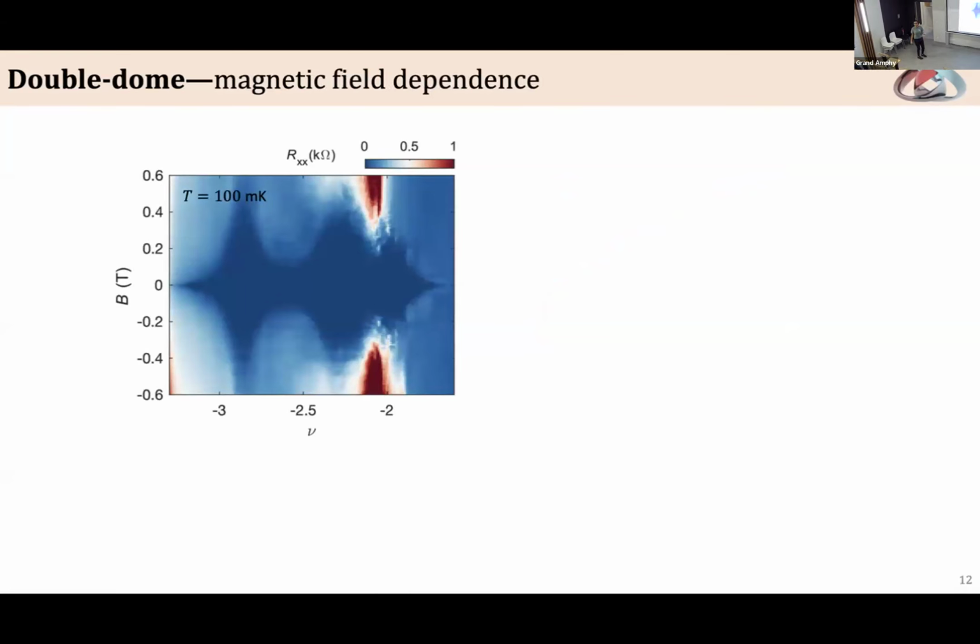So what did we do in order to prove that we have the double dome? We put in some magnetic field, and as you can see, here also we can see the double dome effect.